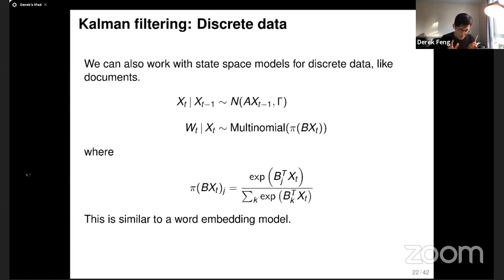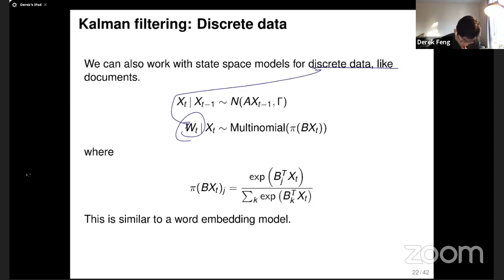So the Kalman filtering or Gaussian hidden Markov model, the way we set that up is we had X_t given X_{t-1}, it's going to be a multivariate normal, right? Then my Y_t given X_t was also multivariate normal, but what I could do is make the data I'm actually producing discrete again. So this could instead be discrete instead of continuous, right? So then it's going to look a little bit like word embedding models.